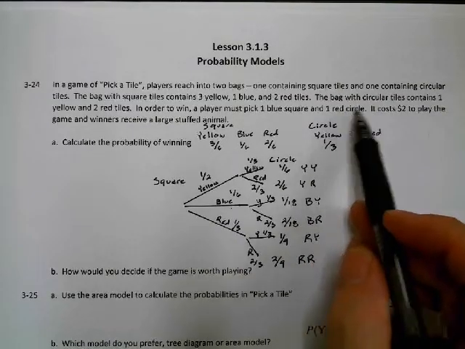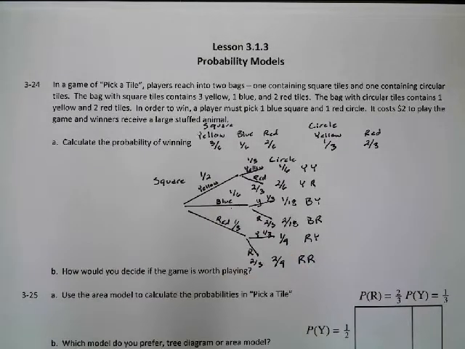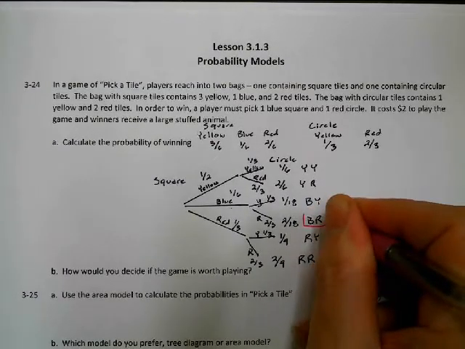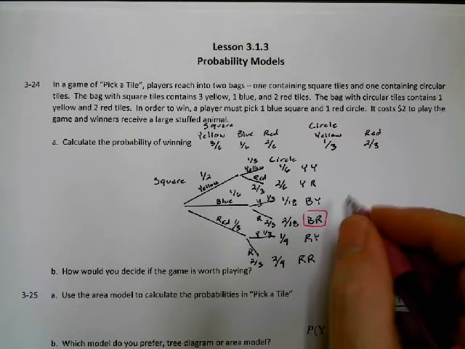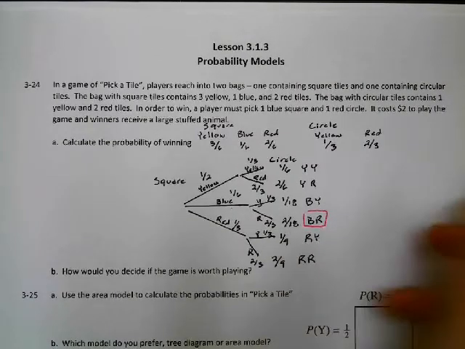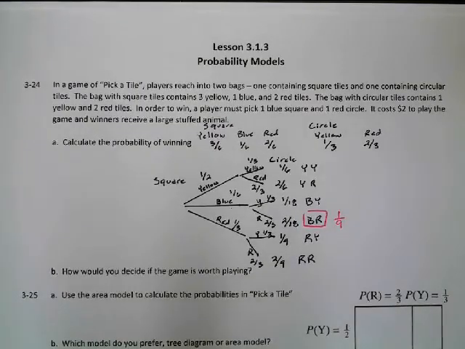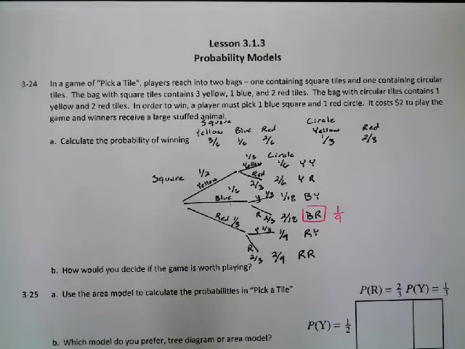Let's see, how do we win? In order to win, a player must pick a blue square and a red circle. So blue, then red. Here's how we win right here. A blue, then a red. That is 2 out of 18, or 1/9 of the time. All right, so it looks like to win this, 1 out of 9 times I'm going to pull a blue one first and then a red one second.